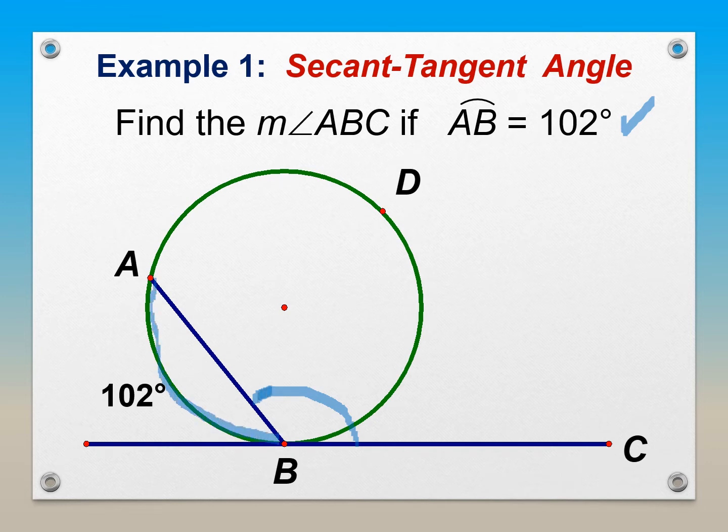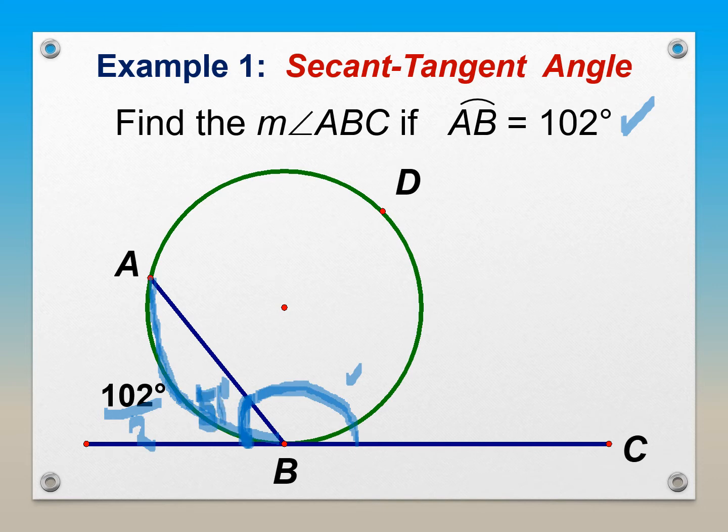Our goal is to look for this angle, but before we look for this angle, we should first find the measure of this angle. If the intercepted arc is 102, then this angle is 51 degrees. So to get the measure of this angle, simply divide the measure of the arc by 2, since the measure of this angle is half the measure of this intercepted arc.